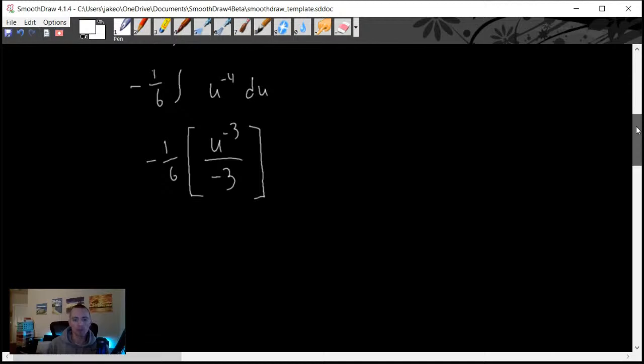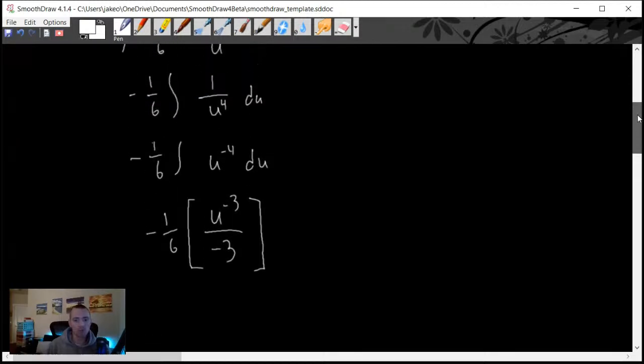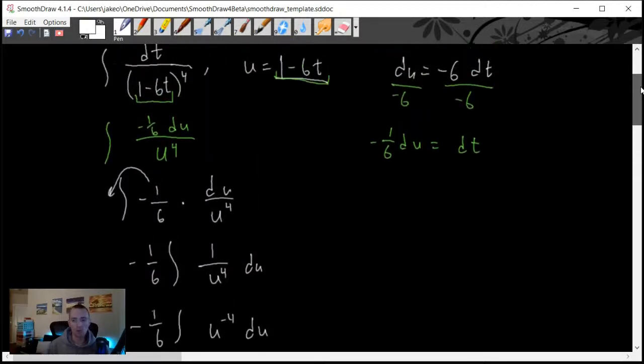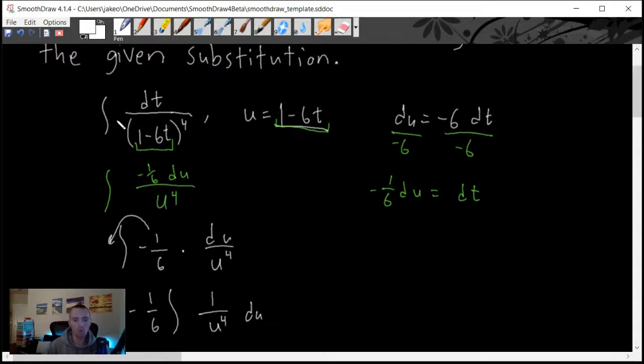So now that we have actually integrated it, we want to undo our u substitution because we were given some function that was a function of t. We want to end up with a function of t. We don't want to change it to u because really, in the context of this problem, the u doesn't actually have any meaning. We want to keep our variable the same.